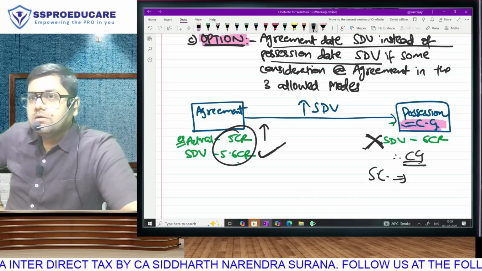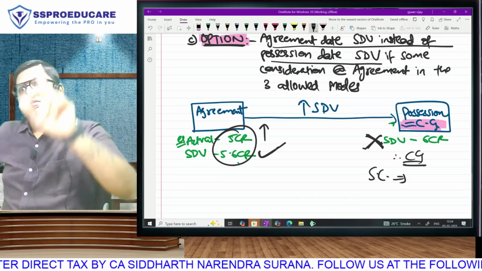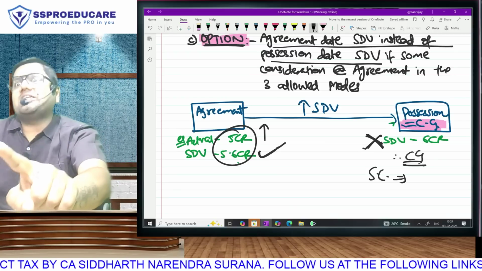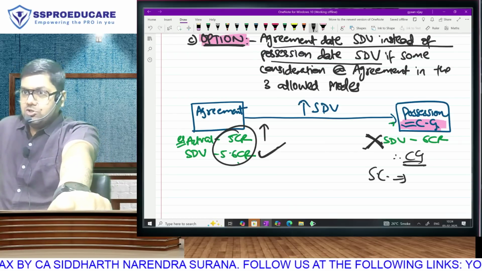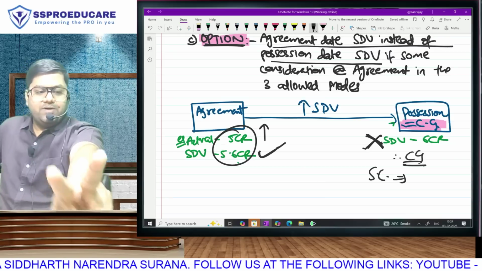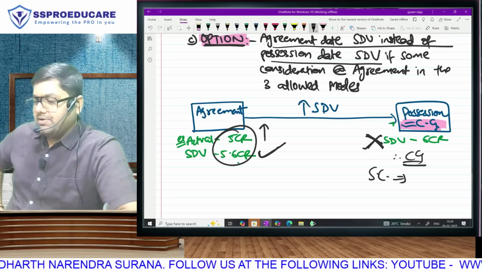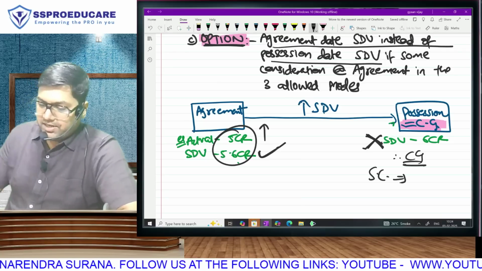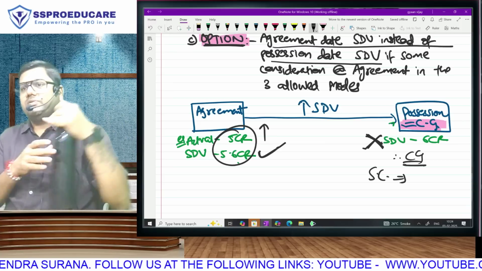Whichever is higher, but not on the date of possession. If you have done an agreement earlier, the stamp duty value will be lower, so you can take that stamp duty value, but you have to take stamp duty. So actual or SDV, whichever is higher, but that can be taken from the agreement date also. Correct? So in this case, what is going to be the sale consideration?